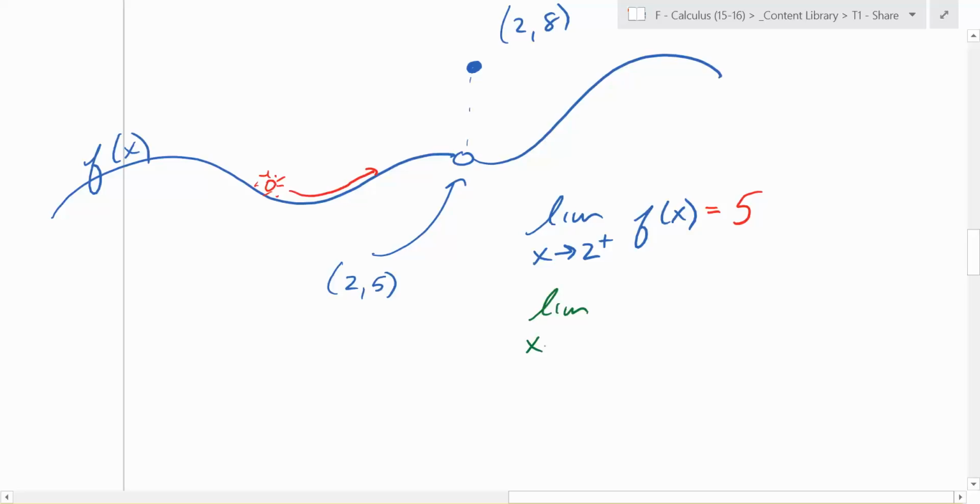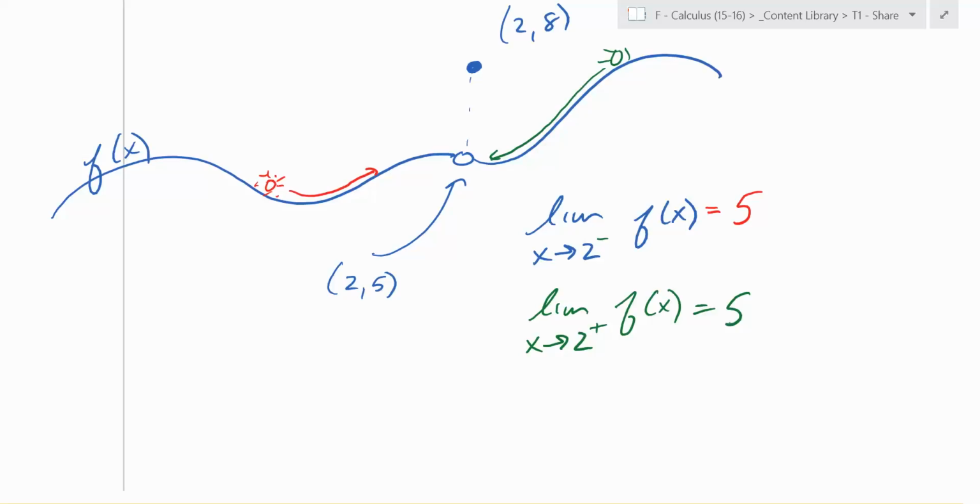What about from the other direction? The limit as x goes to 2 from the left, sorry, 2 from the right. What's that one going to be? If there's another bug right here and it's traveling down, what's it going to be? So the left-hand and right-hand limits are the same. Remember this? The left-hand and right-hand limits are the same.